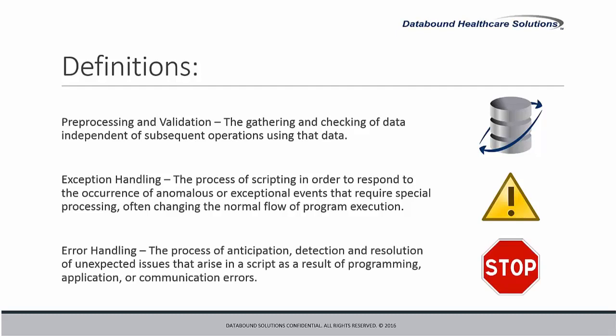And the last thing is error handling. This is the process of anticipation, detection, and resolution of unexpected issues that arise in a script as a result of programming, application, or communication errors. So these are kind of the things you can't really anticipate. You never know when your network's just going to go down. If your script can handle that, it's going to be that much more robust and can handle those hiccups and get back on track once you do have network connection again.